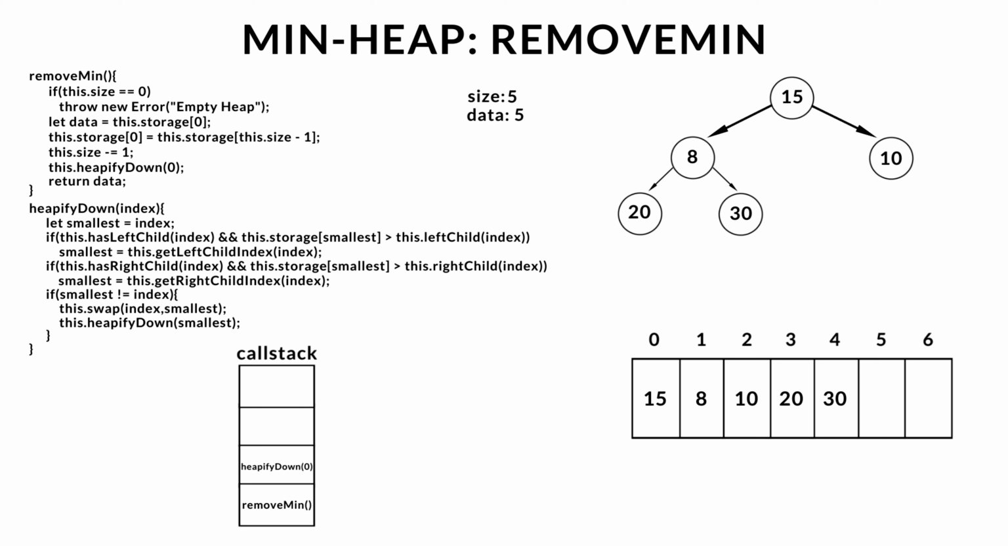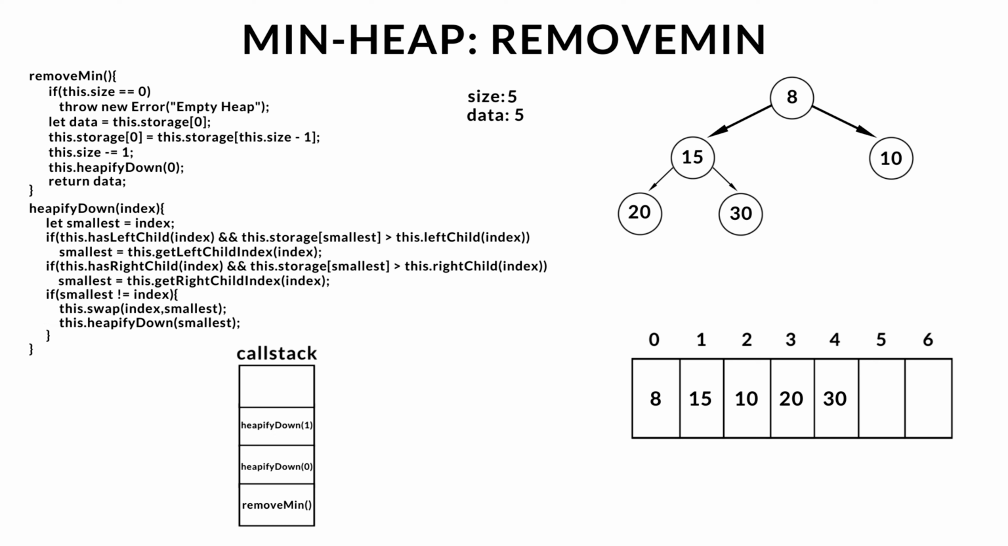So first, we initialize the root node to the smallest. We then check to see if we have a left child. We do. Is the left child smaller than the root node? Yes, it is. So we go ahead and set the smallest to the left child. We then check to see if we have a right child. We do. Is the right child smaller than the smallest? It's not. So we get kicked out of this if statement. We now check to see if smallest does not equal the current node. It doesn't. So we go ahead and swap between the two indices. We then continue going down the tree, so we could recursively invoke our heapifyDown method. So let's go ahead and push this on top of the stack.